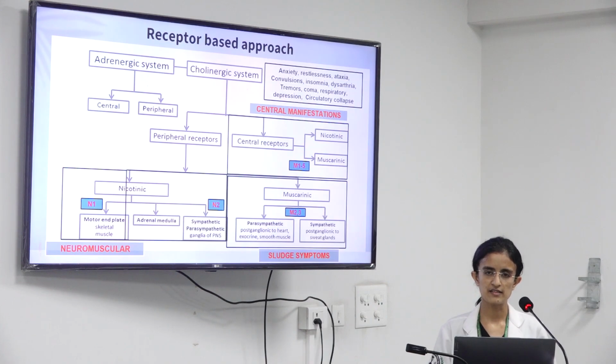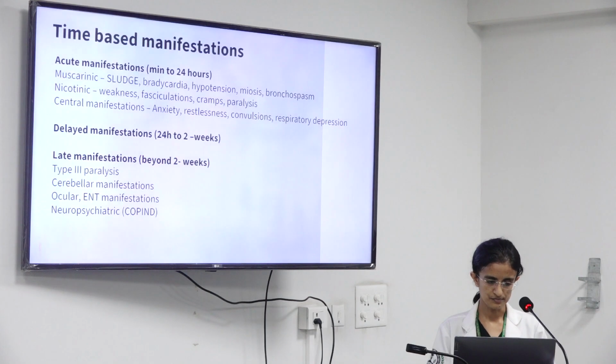Sympathetic manifestations, that is increased heart rate, tachycardia and hypertension, mainly occur due to the N2 nicotinic receptors that are mainly present on the ganglia of the autonomic nervous system. Time-based manifestations are acute, delayed and late manifestations. Acute manifestations occur within minutes to 24 hours, that is muscarinic, nicotinic and the central manifestations that we already discussed.